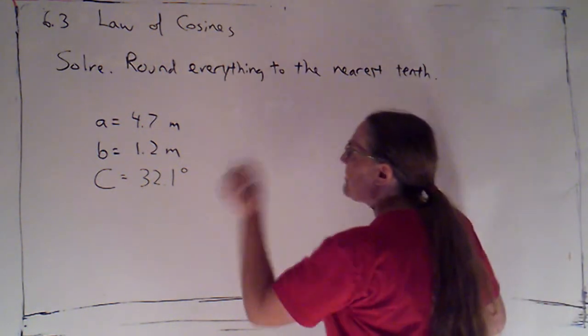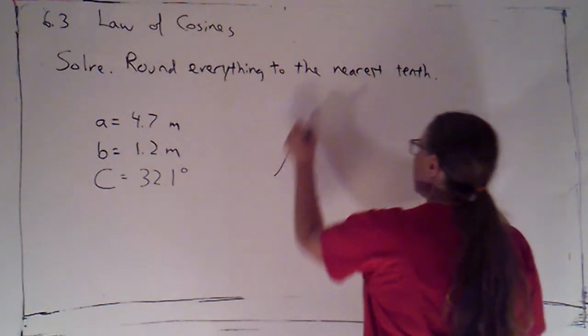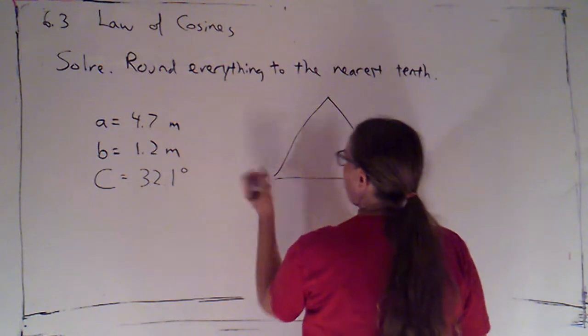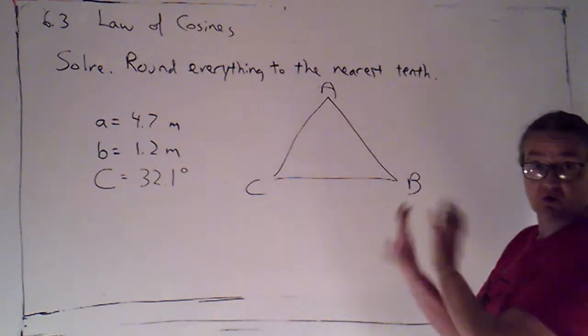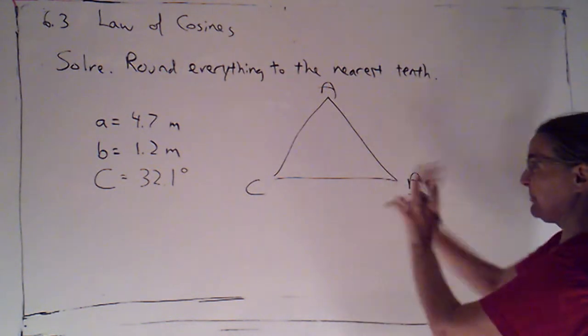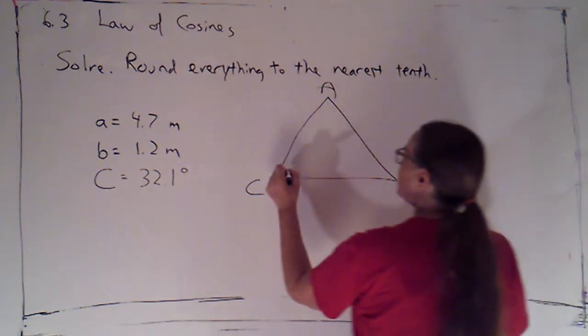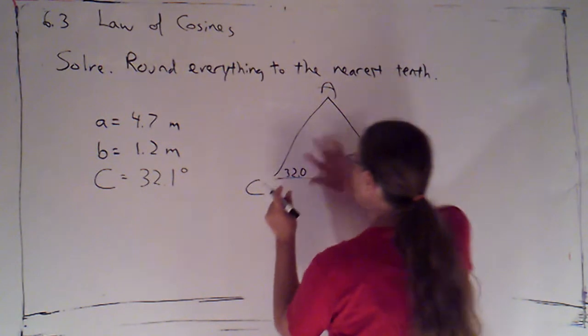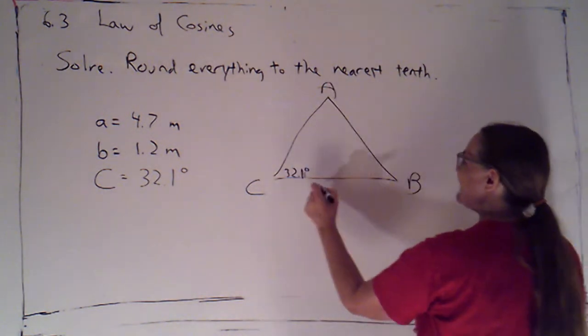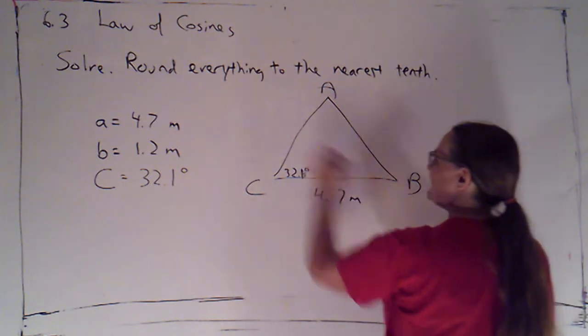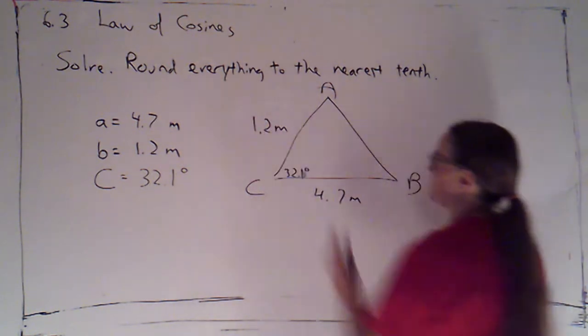Okay. I'm going to just draw myself a picture. And it's probably not going to be the least bit accurate. I don't know whether I have an acute triangle or not. I just want a place to put things. So C is 32.1 degrees. Clearly I did not draw to scale. Side A is 4.7 meters and side B is 1.2 meters.